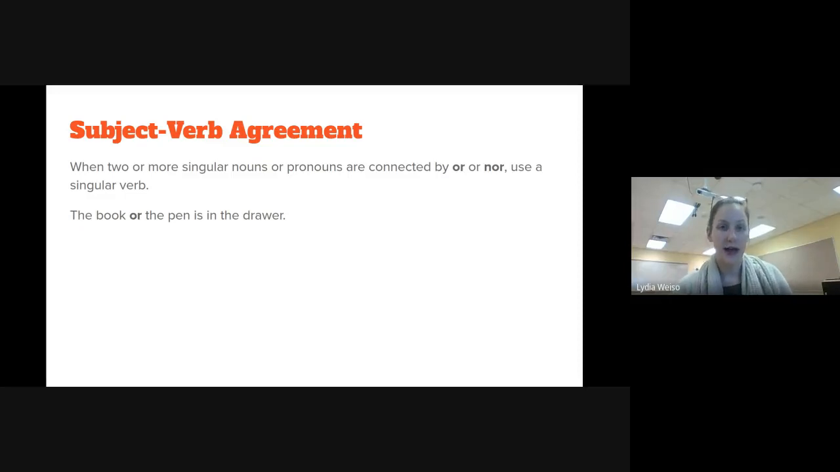When two or more singular nouns or pronouns are connected by or or nor, you always use the singular verb. Now notice that's singular nouns. If it was plural nouns, either the books or the pens, you'd say are, because you're talking about multiple things or you're talking about multiple different things. It's the or you want to pay attention to.